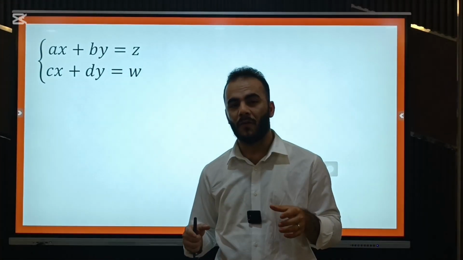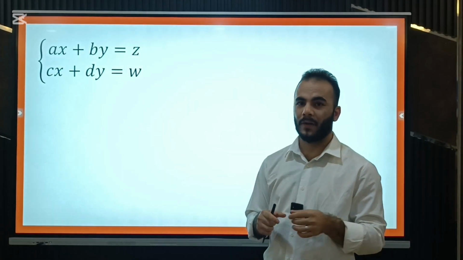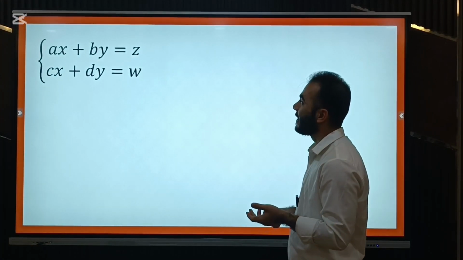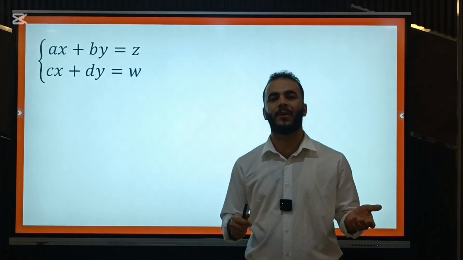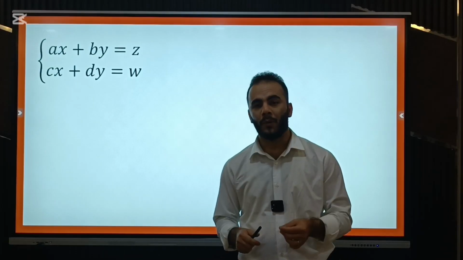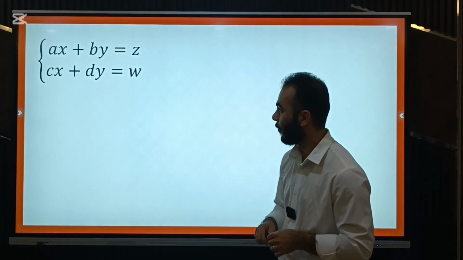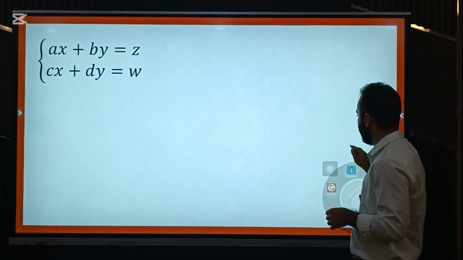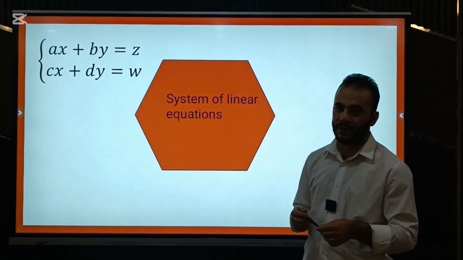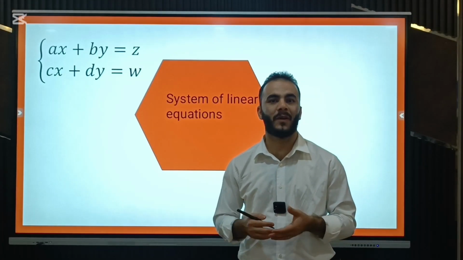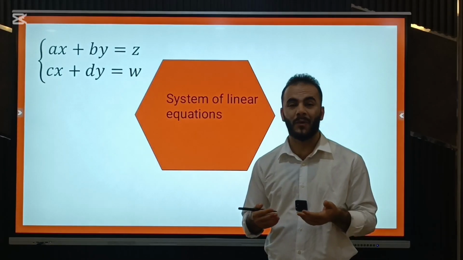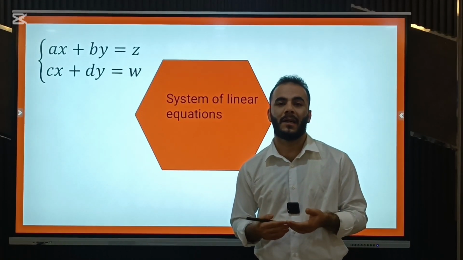That is the general form of a system of linear equations: ax plus by equals z, and cx plus dy equals w. Instead of a, b, z, c, d, w, we will have numbers, of course. When we have a system of linear equations, what way do we need to use? We need to know how to deal with that system to get its solution.